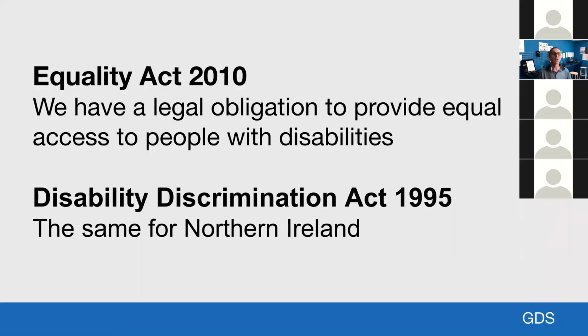Well, first of all, going back to older laws, if you like, the Equality Act 2010 says we have a legal obligation to provide equal access to people with disabilities. For Northern Ireland, this is slightly different. It's covered by the Disability Discrimination Act 1995, but in essence, it's the same legislation.